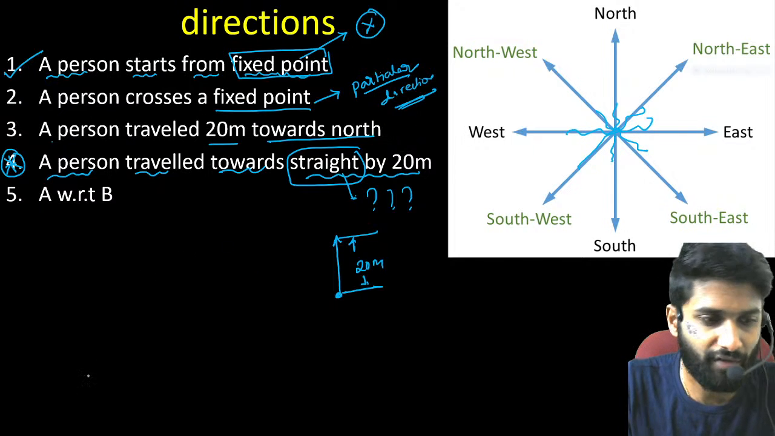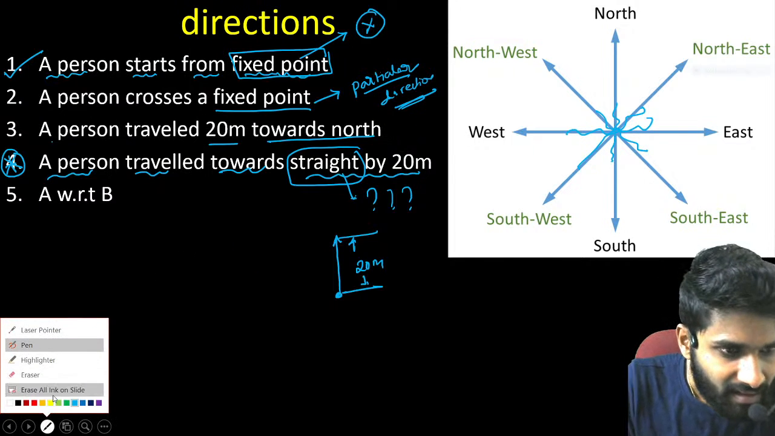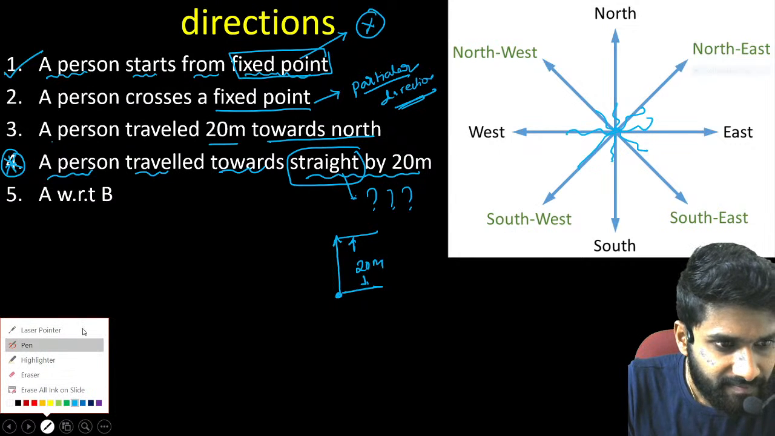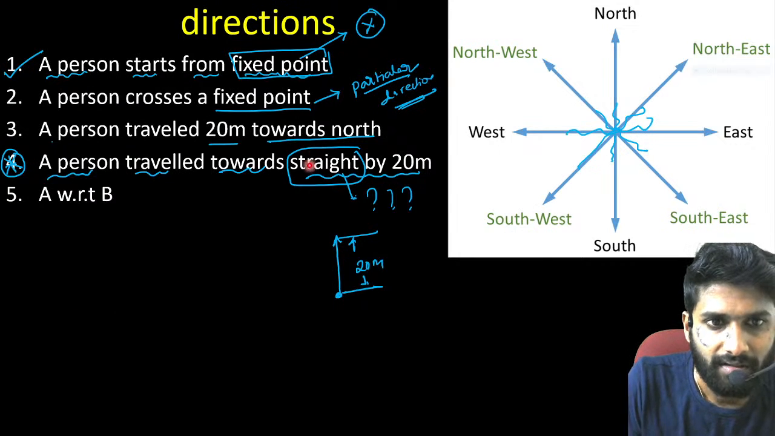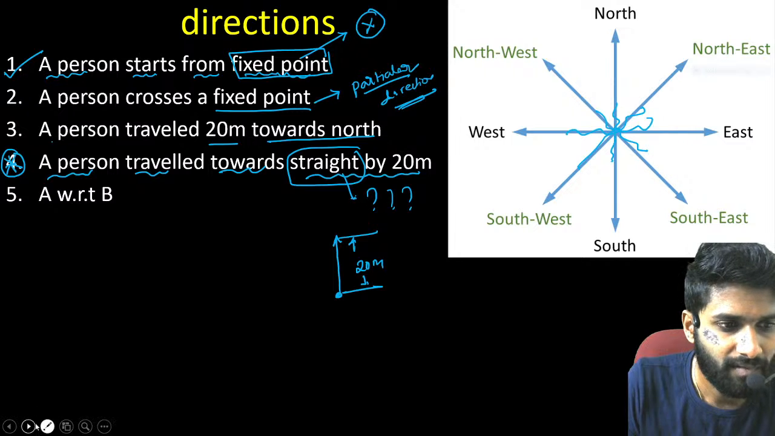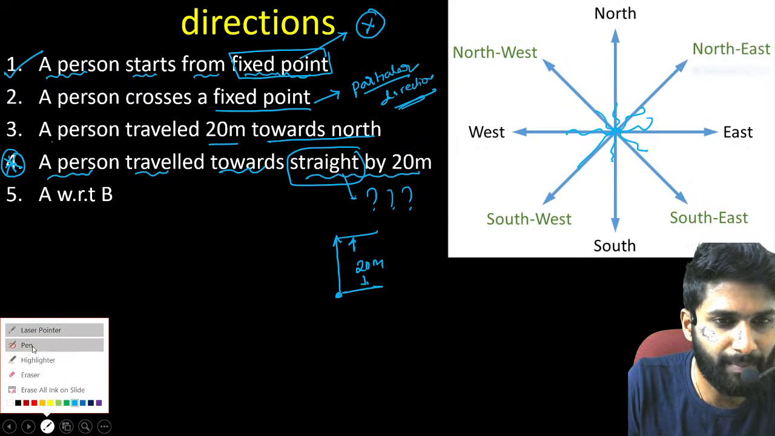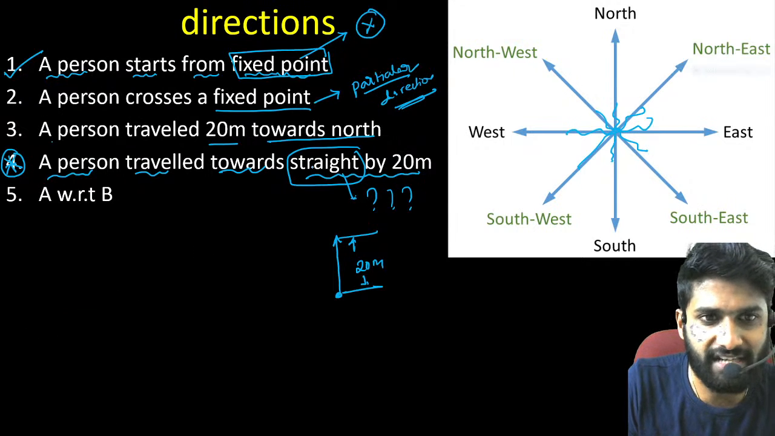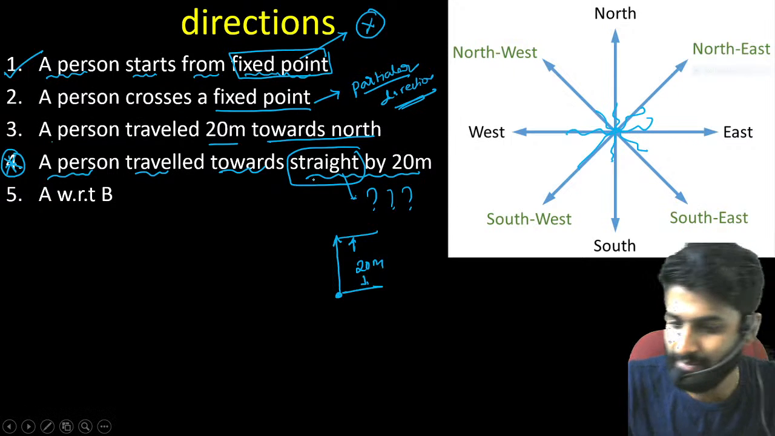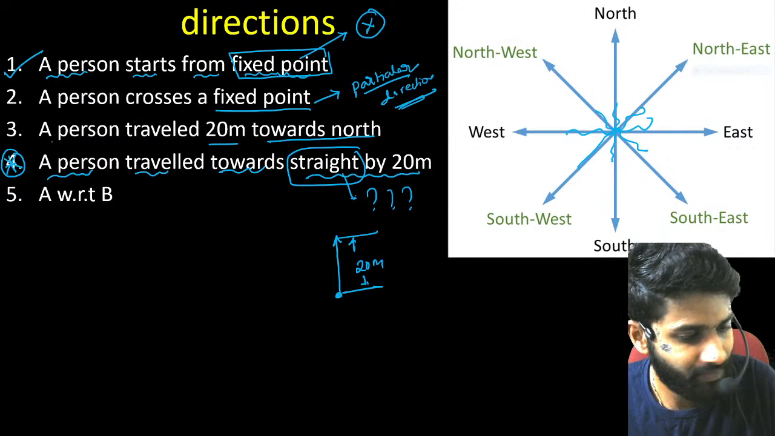Give me that. Now, which direction was he traveling? A person traveling towards the straight, by 20 meters. Now, which direction was he traveling?